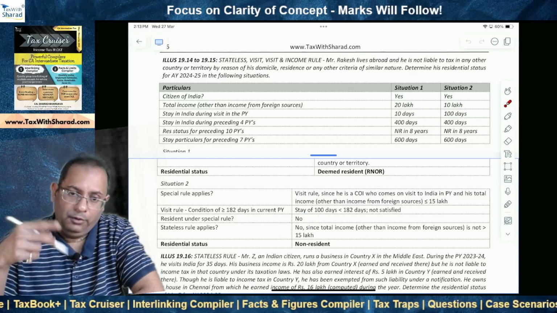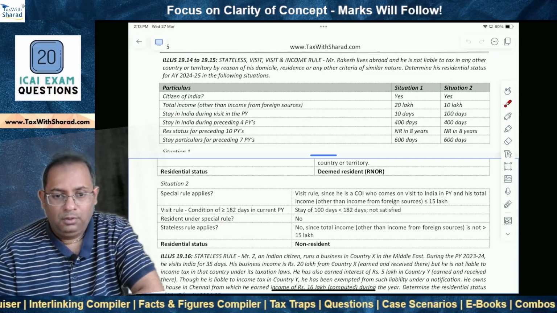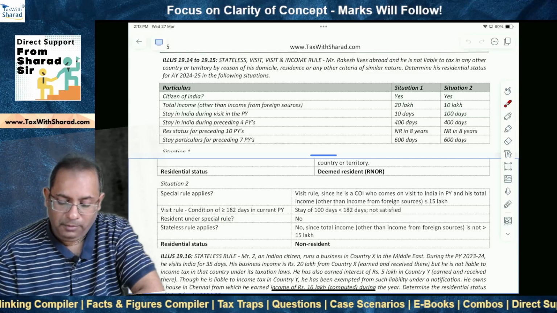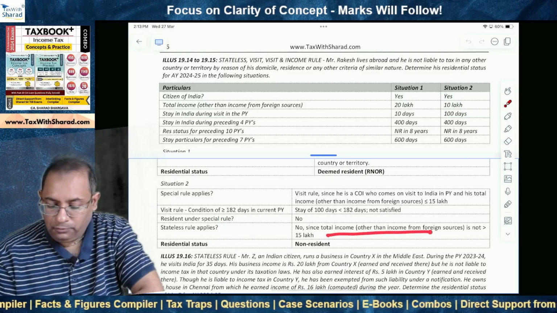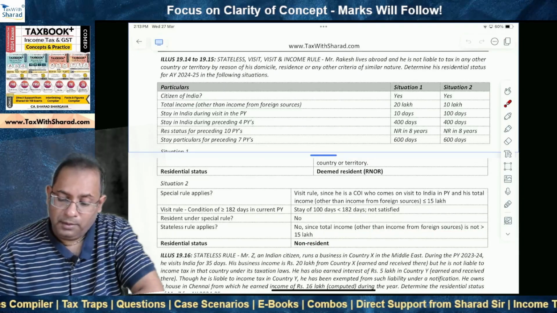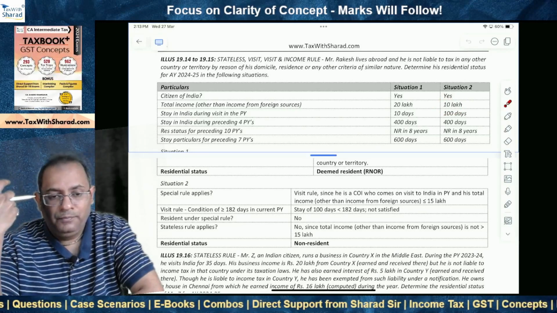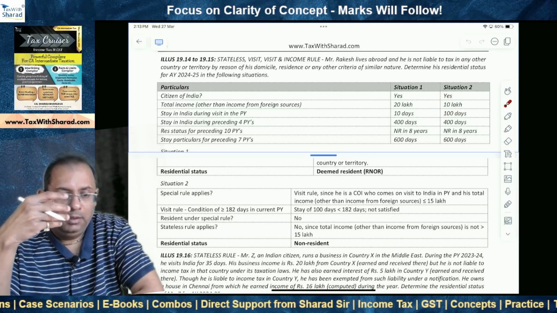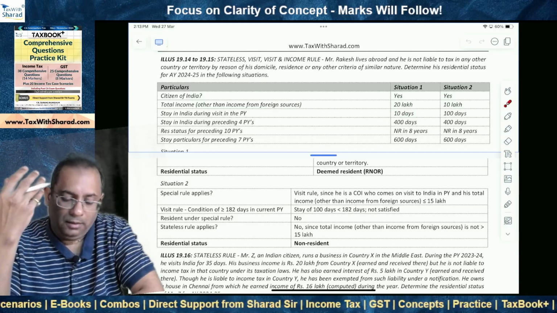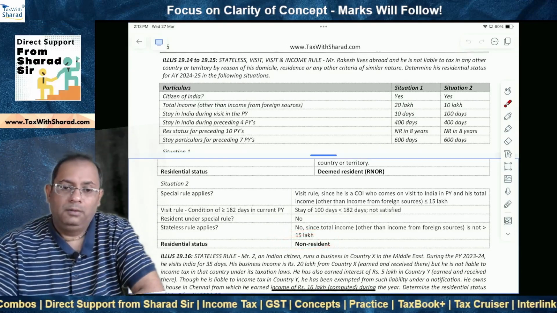So what we do? We go to the stateless rule. And whether stateless rule applies? No, because one important condition is not being met, that total income other than income from foreign sources should be more than 15 lakh. It is not the case here because it is only 10 lakh. So he is not becoming a resident in either the special rule or even the stateless rule. So he is not a resident under any of the rules. So consequently, his residential status will be what? It will be non-resident.